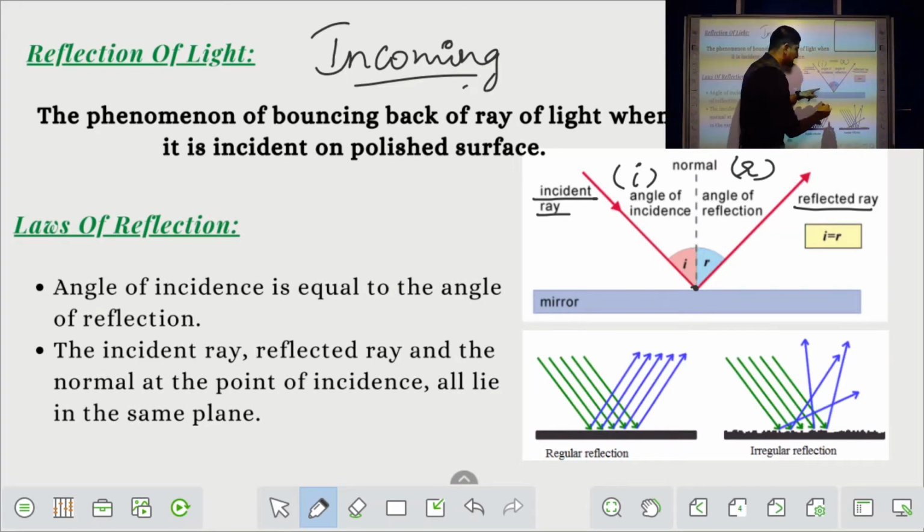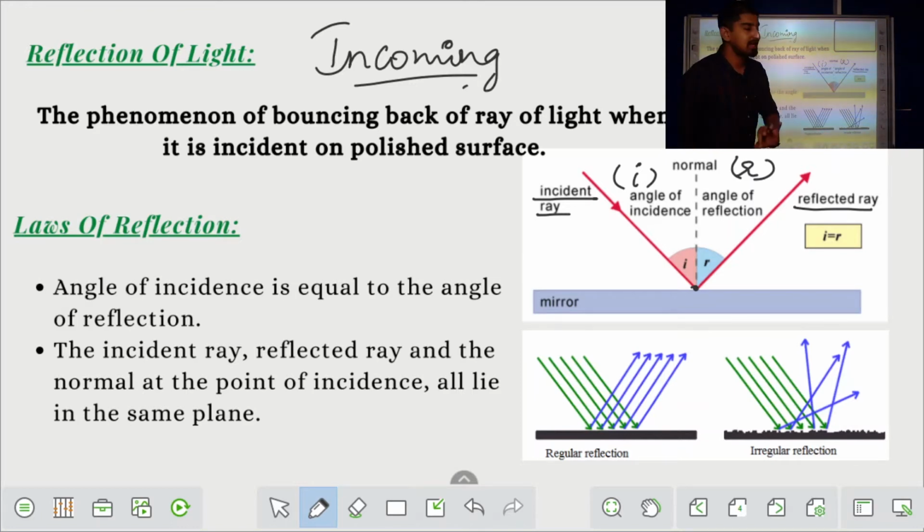So you can see by the diagram, the angle of incidence is on the left hand side, and the angle of reflection is on the right hand side. And don't think that it is confined to this particular diagram, or that it is the criteria that we have to draw it like this. It's not like that. Whatever may be the direction.